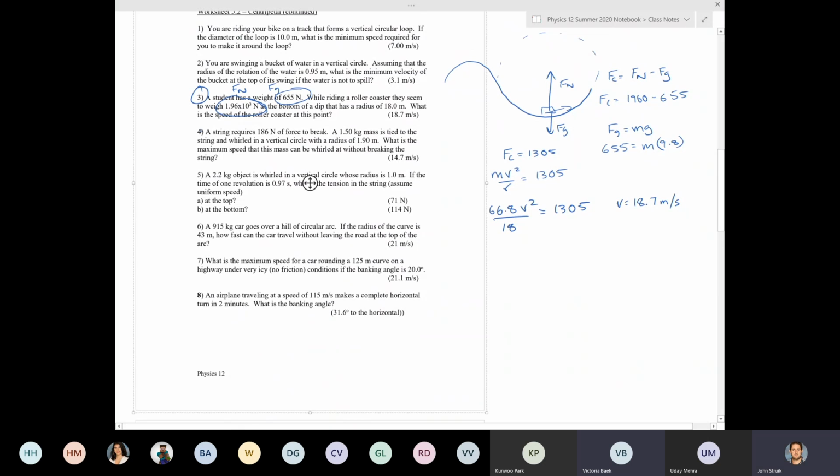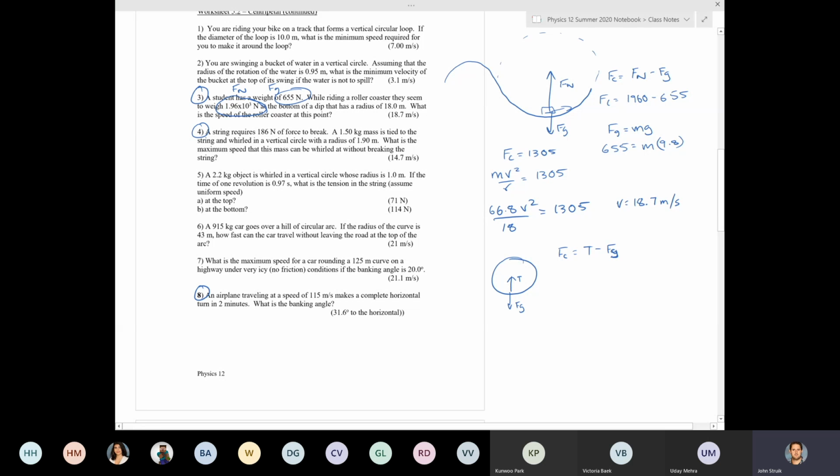Sure. Okay, number 4 and 8. Okay, a string is tied to an object and whirled in a vertical circle. What is the maximum speed? So again, if something's whirled in a vertical circle, then the tension is maximized at the bottom of the arc. And so the Fc at the bottom, you have tension going up and you have Fg going down. So Fc will be T minus Fg.